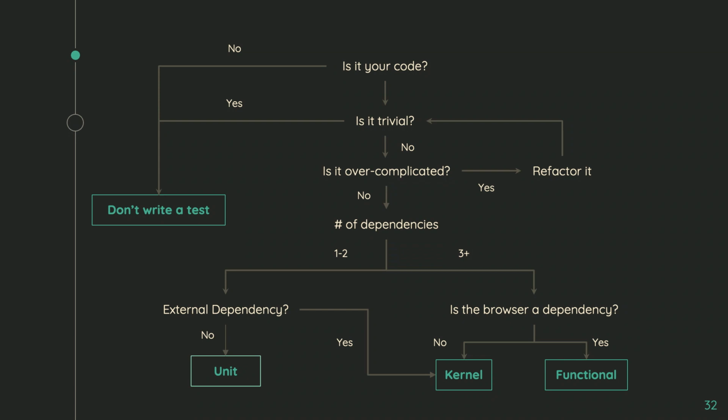Okay, so the code is no longer overcomplicated. Now I'm going to take a look at the dependencies. If there's one or two, I'm going to consider writing a unit test, unless one of them is an external dependency, like a database, which it usually is with Drupal. You can't do much without the entity type manager in your test, to be honest. Okay, I'm going to write a kernel test. If there are three or more dependencies, I'm not really going to consider a unit test. I'm going to pretty much go straight to a kernel or functional test, especially if one of those is a browser, like I need to interact with a page of some kind. I'm going to do a functional test.